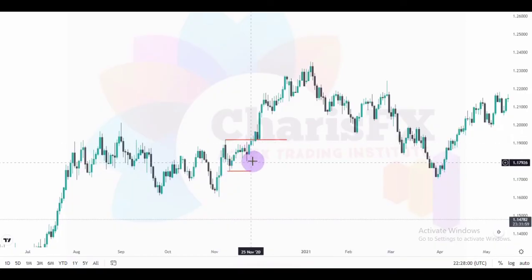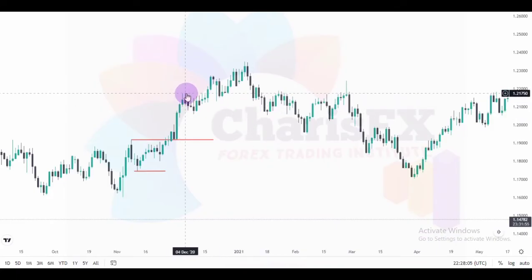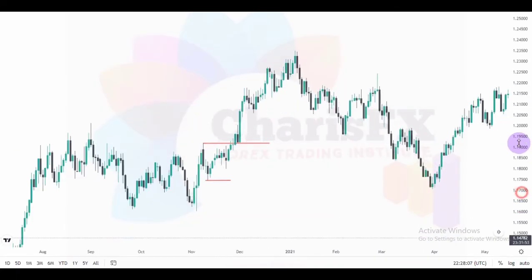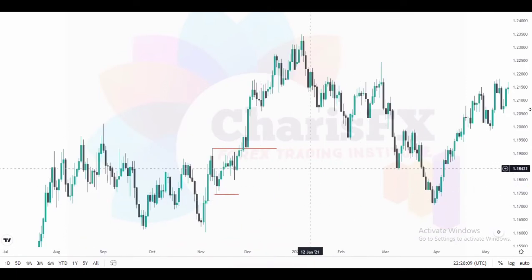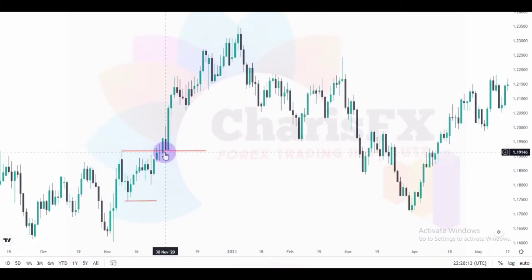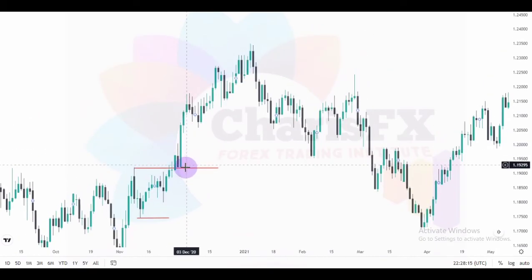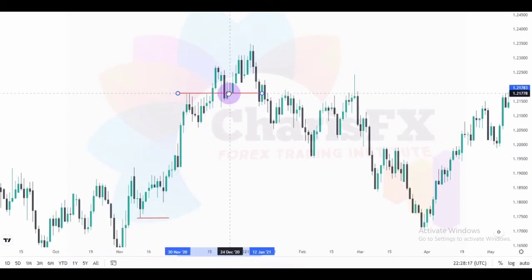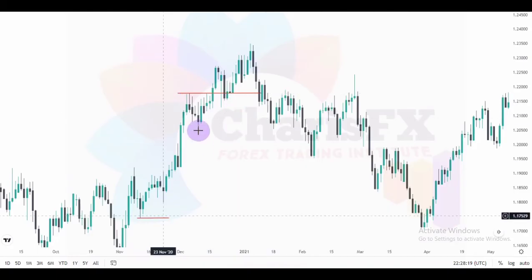Where is our next high? Our next high, look at it. This one. Why? Because it was the high that pushed price lower. Remember that in a bullish trend, we don't want to see price take out the old low. We want to see price take out old highs.